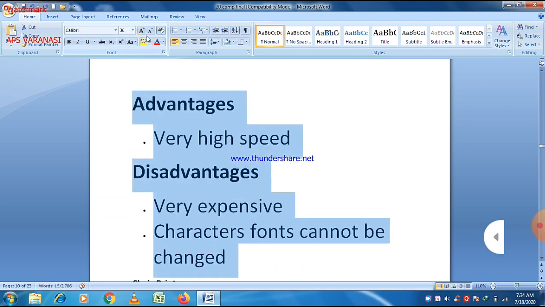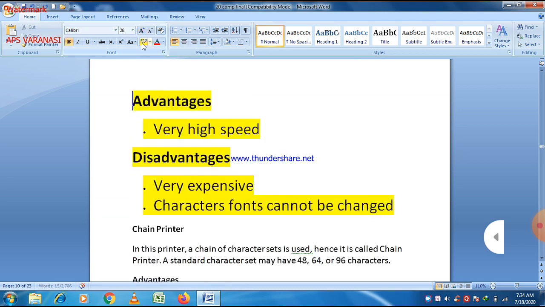An advantage of the drum printer is that it has very high speed. The disadvantages are that they are very expensive, and character fonts cannot be changed. Character fonts cannot be changed in drum printers.